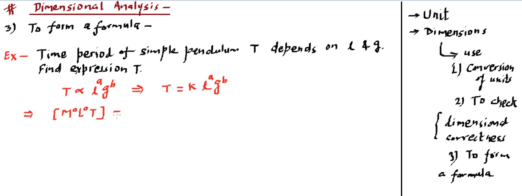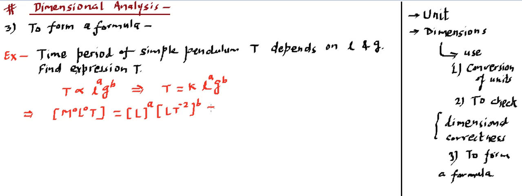Now let's write the right hand side. k is dimensionless, so it has no dimension. That means m raised to power 0, L raised to power 0, T raised to power 0. This is L, so length has a dimension of length L, and it will go with the power A. And G is acceleration, so it is L T raised to power minus 2, and thus with power B.